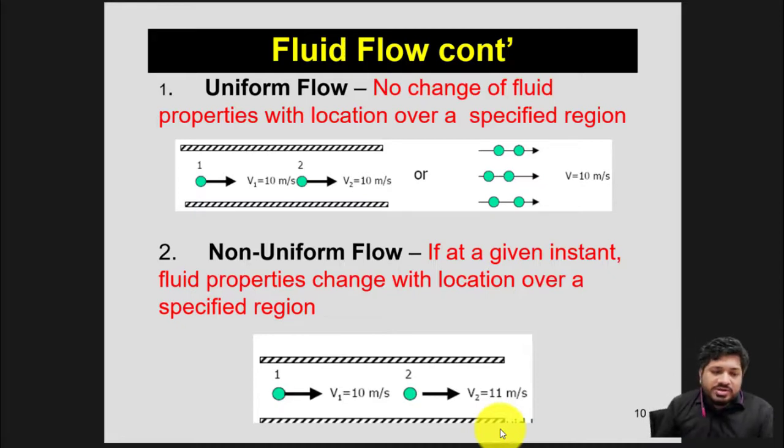Then we move on to uniform and non-uniform flow. Uniform flow is where there is no change of fluid properties with location over a specified region. And in a non-uniform flow, at any given instant, the fluid properties change with location over a specific region. So steady and unsteady were time-dependent or independent properties, whereas uniform and non-uniform flow are location-dependent or independent properties. So they change with respect to location, or they do not change with respect to location. Now to further clarify your concept, let's have a look at some video.